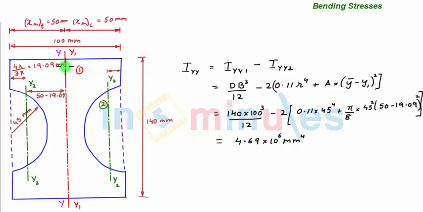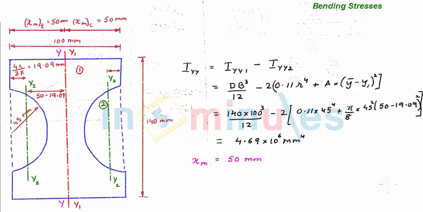Also, due to the symmetry of the section about the centroidal YY axis of the total section, your x max is also the same, which is equal to half the width, equal to 50 mm, and it is the same for both compression as well as tension. So we have x max equal to 50 mm.